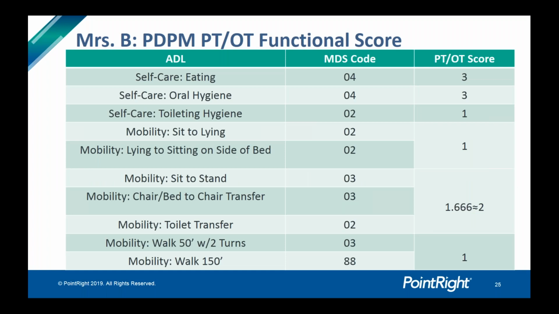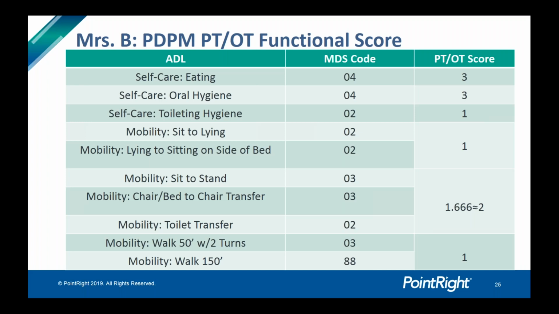So if we look at her in PDPM, her score is higher because she's less dependent. She needs just supervision with eating and oral hygiene, so she's got a score of 3, a little bit of assistance, but not very high. Toileting hygiene is a little bit of a lower score because she does need some hands-on assistance with the moving around and getting cleaned up and adjusting her clothing.